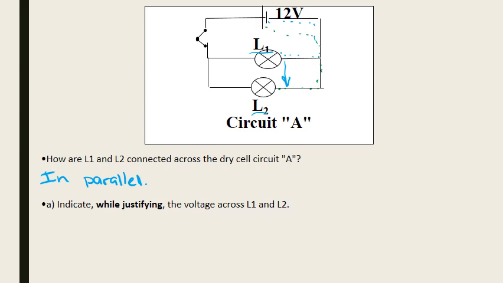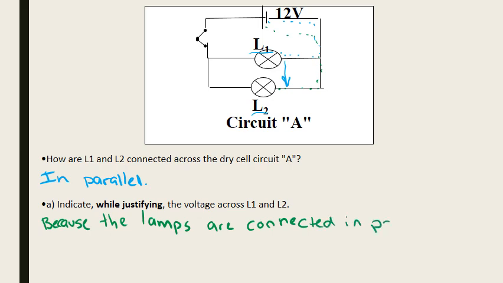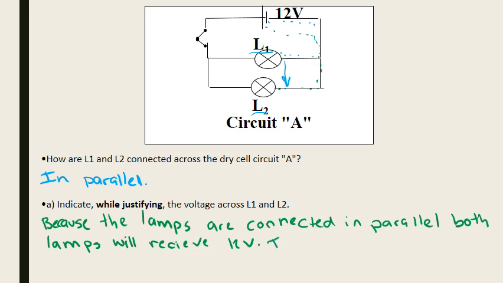This is called the law of uniqueness, okay? So, because the lamps are connected in parallel, both lamps receive 12 volts. This is known as the law of uniqueness.